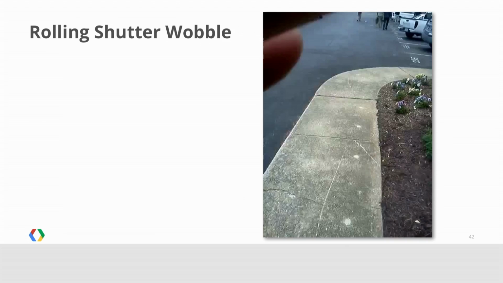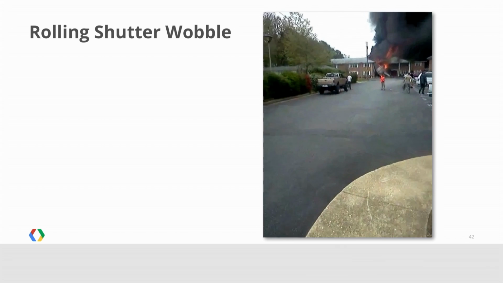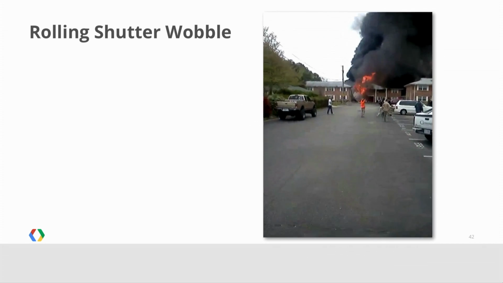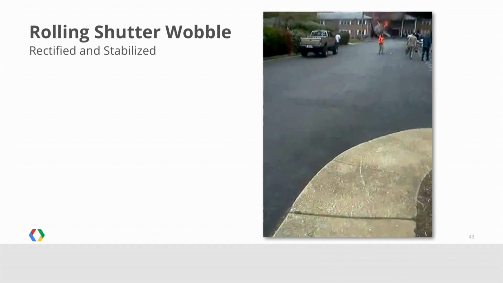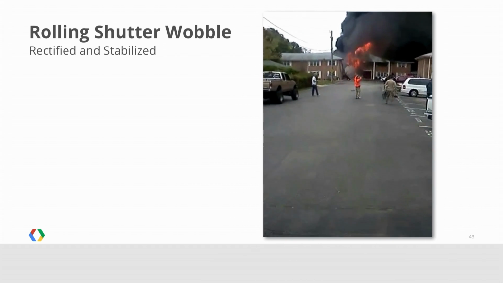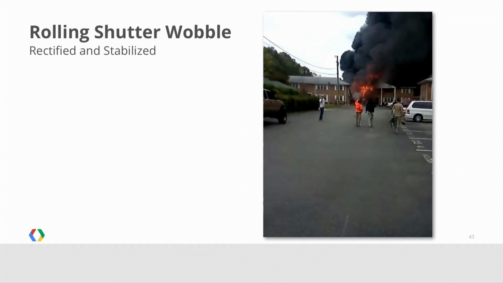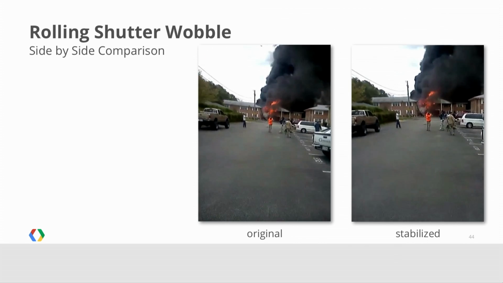Here's another video from CitizenTube, also recorded on a bike. CitizenTube is a crowdcasted news site, and so you see a lot of wobbly distortions in this case. And here's our rectified and stabilized result. And one more time, side by side, for better comparison.